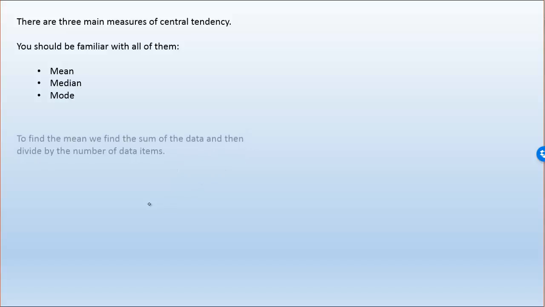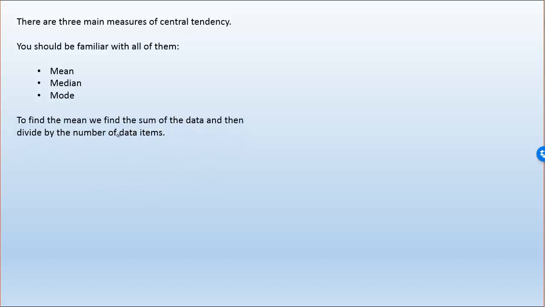Measures of central tendency. There are three main measures of central tendency, and you should be familiar with all of them from earlier work. We have the mean, we have the median, and we have the mode. To find the mean, we find the sum of the data and then divide by the number of data items.